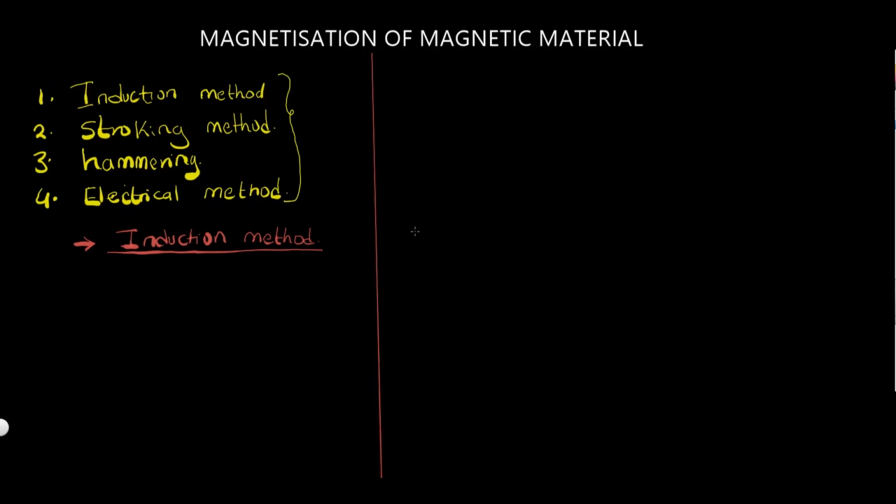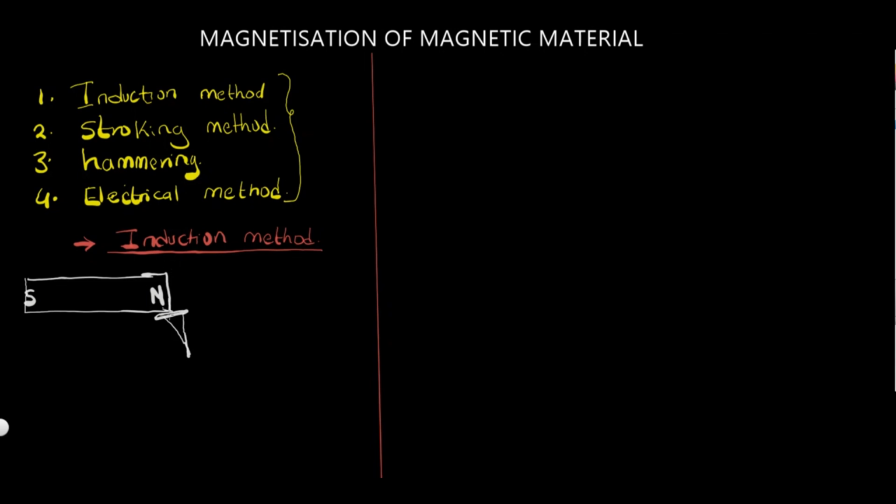What is the induction method? What do you understand by induction method? Let us say, for example, you have a magnet. This is your magnet here, and this part is the south pole, and this part is the north pole. And then let's say you have pins. You bring a pin and stick it at this part here. What will happen is that this pin will become magnetized.